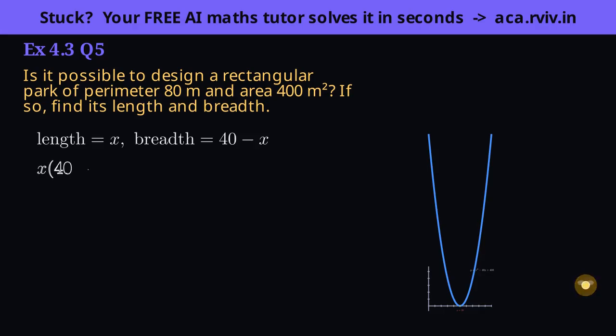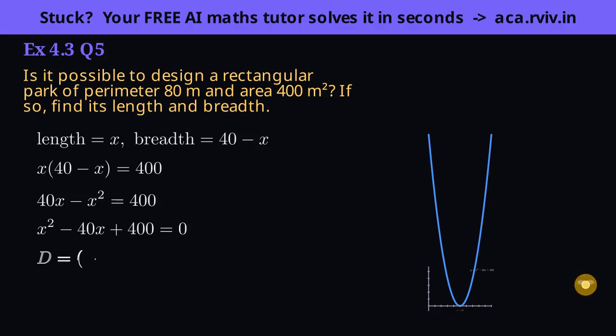The area condition, length times breadth is 400. Multiply out to 40x minus x squared. Move everything to one side and flip signs for standard form. Possibility test, with A is 1, B is minus 40, C is 400, compute the discriminant. Minus 40 squared is 1600, and 4 times 400 is also 1600, so D is exactly 0, the borderline case.